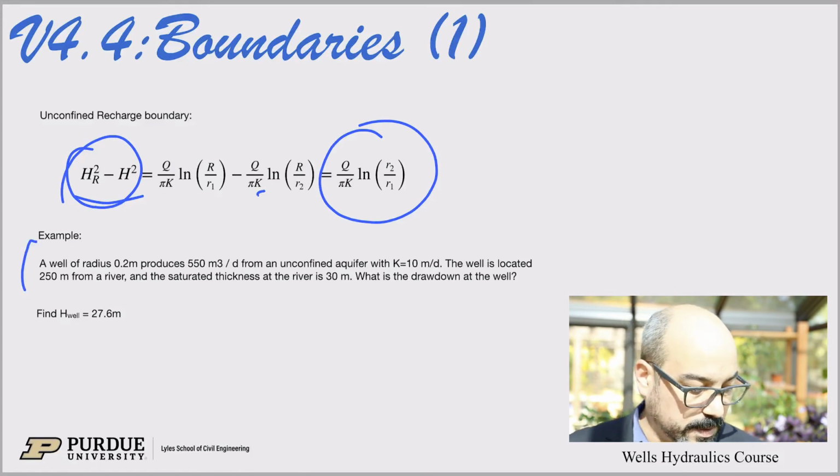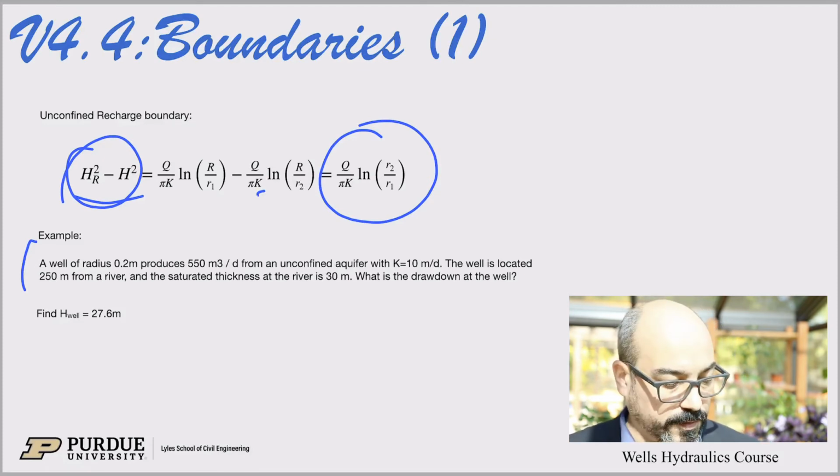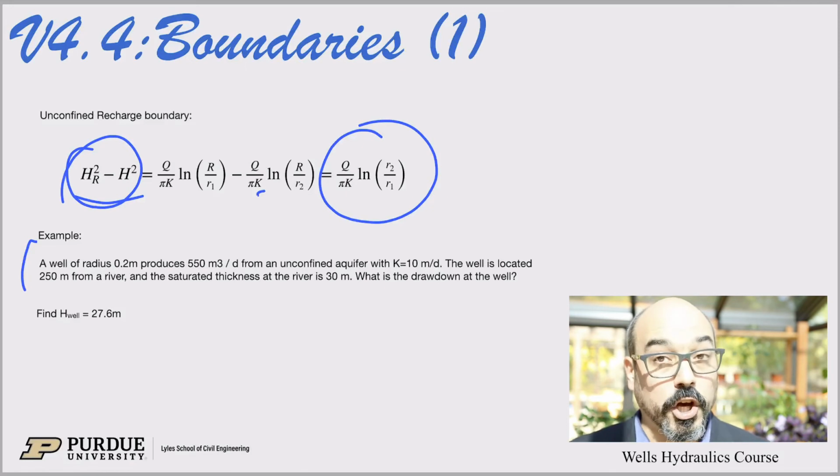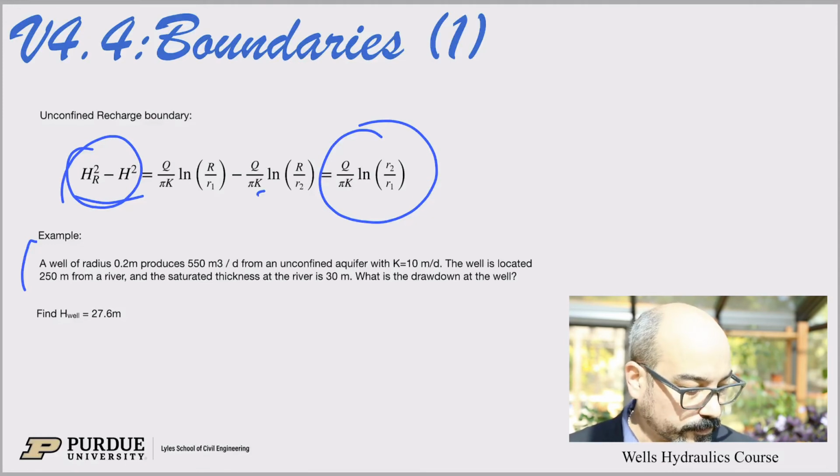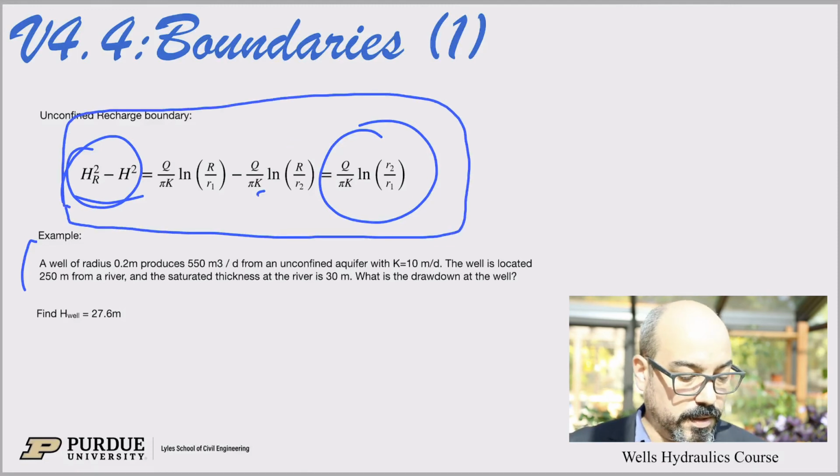So again, a simple example: a well that has a 20 centimeter radius produces 550 cubic meters per day from an unconfined aquifer, and the hydraulic conductivity is 10 meters per day. The well is located 250 meters from a river. The saturated thickness is 30 meters. What is the drawdown at the well? And you can see that we can use this equation here to just plug in.